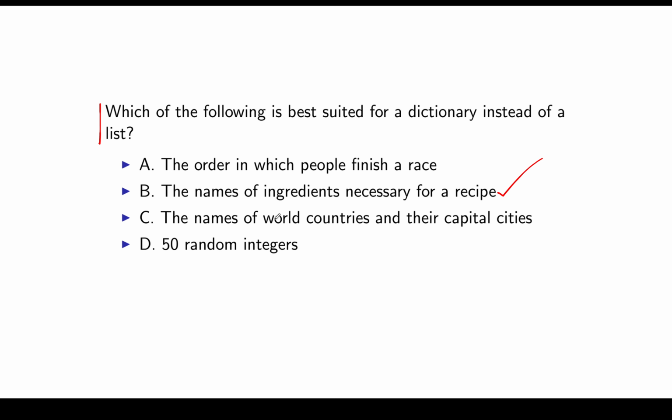The names of world countries and their capital cities. So every country refers to a capital city. That's a great candidate for a dictionary. And then 50 random integers. No. No and no. So our answer would be C. And that's the end of the dictionary lesson for now.